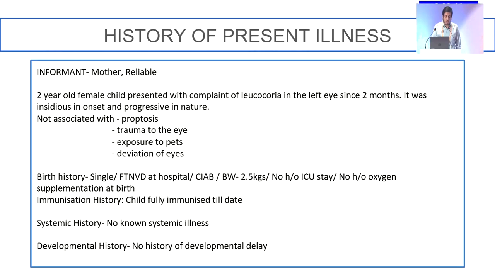A 2-year-old female child was presented with complaint of leukocoria in the left eye since 2 months. It was insidious in onset and progressive in nature. It was not associated with proptosis, trauma to the eye, any exposure to pets, or any deviation of eyes. In the birth history, there was no significant history of oxygen supplementation. Immunization history was within normal limits, and there was no family history of any other ocular malignancy in the child.